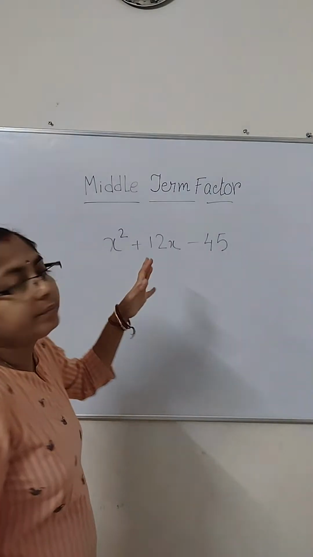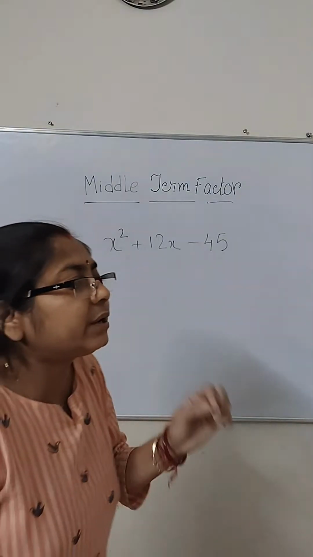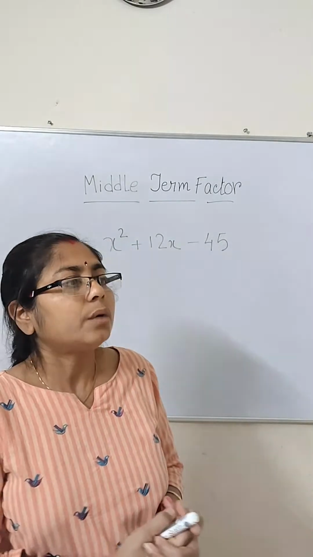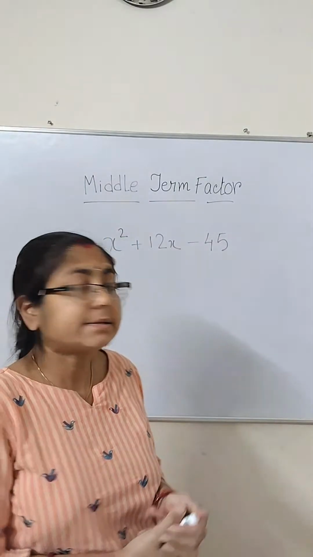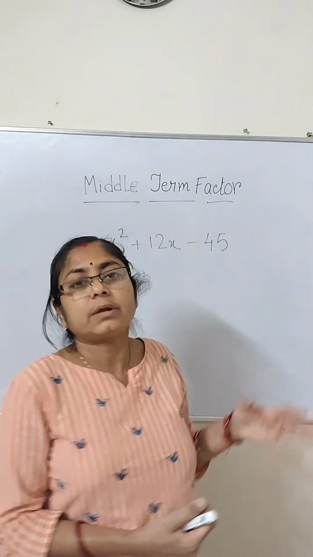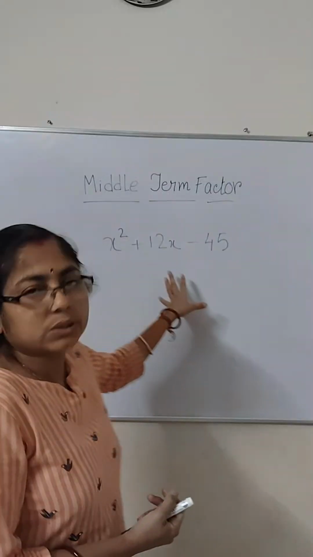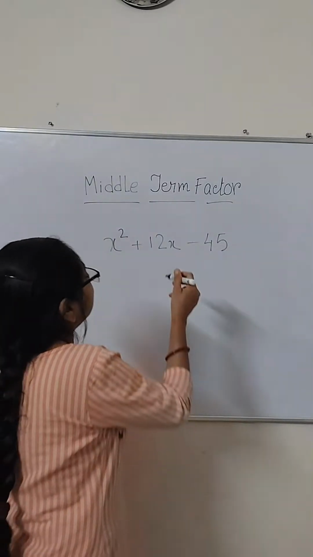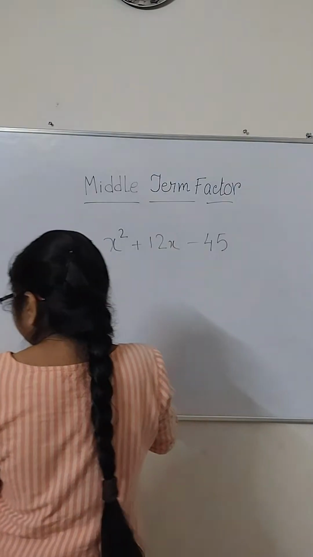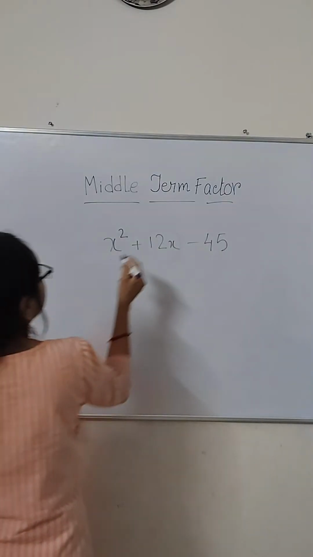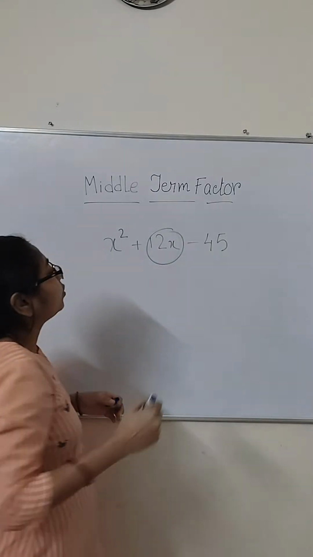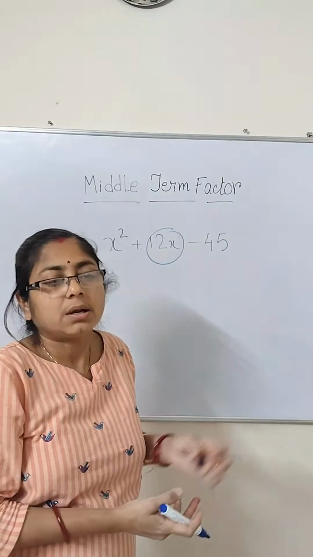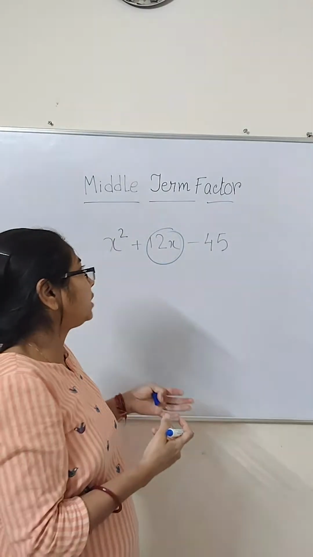Why is it called the middle term factor? In factorization there are lots of ways: take the common, put the formulas, and different types of ways to solve factorization. Why is it called middle term factor? Because in the middle part, we break the middle part and solve the maths, and for that reason it is called the middle term factor.